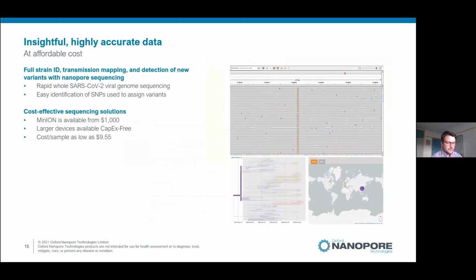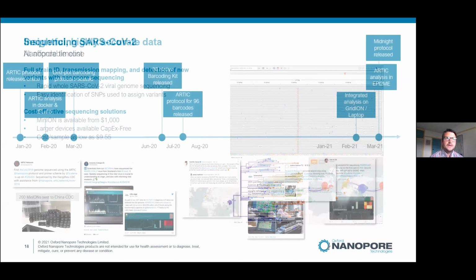So Nanopore Sequencing was able to deliver full strain ID and transmission mapping, in collaboration with the Outbreak network, and allow the detection of new variants from Nanopore Sequencing. The rapid whole genome was able to then easily identify the SNPs to assign the variants, and again, the cost per sample can be as low as $9.55 if you're driven by that.